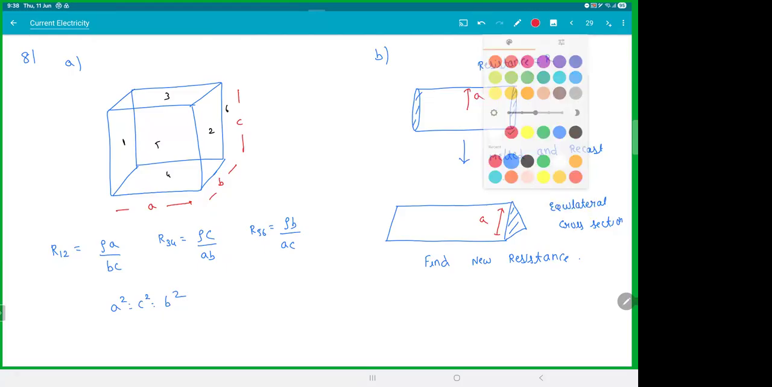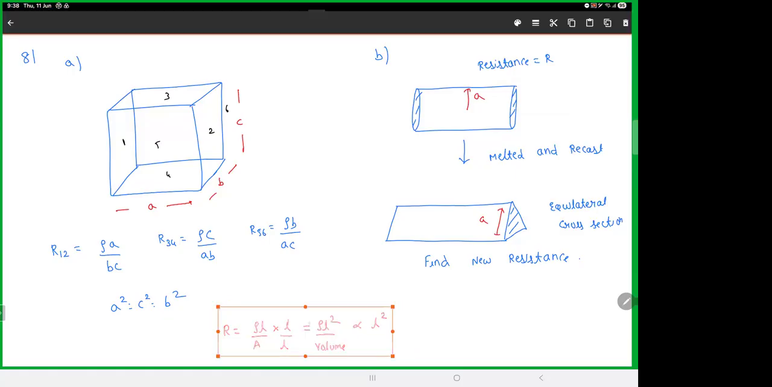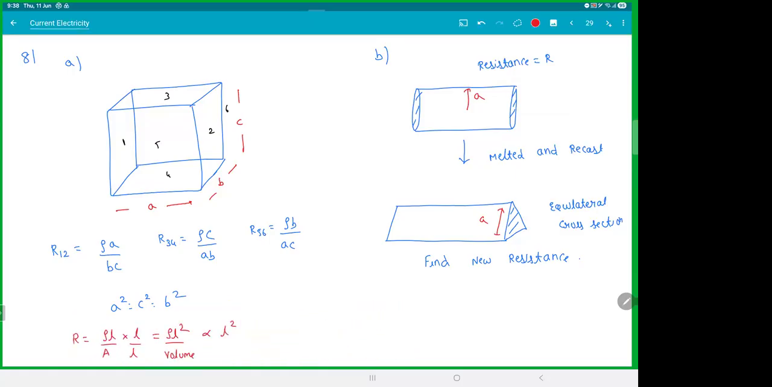There's actually a better way to do this. Resistance is equal to rho L by area; multiply and divide by length. Then this becomes rho into L square by volume. So R is proportional to L square. This is even faster because no matter how you connect it, the volume will remain the same. Is the logic making sense? R is proportional to L square because no matter how you connect, volume remains the same.